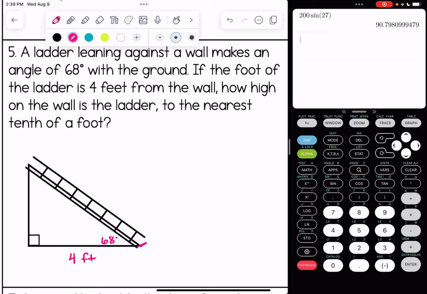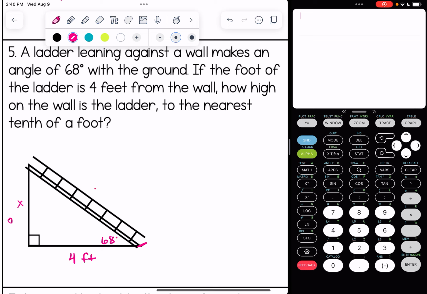Let's say you were thinking for a second that the 4 should go on the vertical piece. If you keep reading this problem, you'll see that that's not the case because we want to know how high on the wall is the ladder. So our variable has to go over here. So you could always read the entire problem to try and give you some hints and use process of elimination.